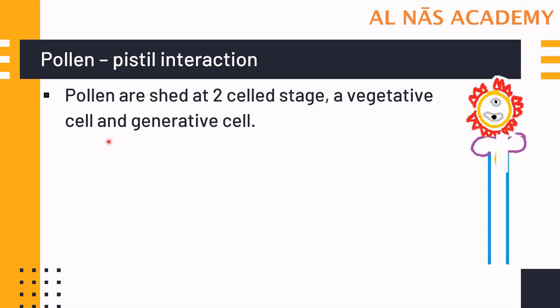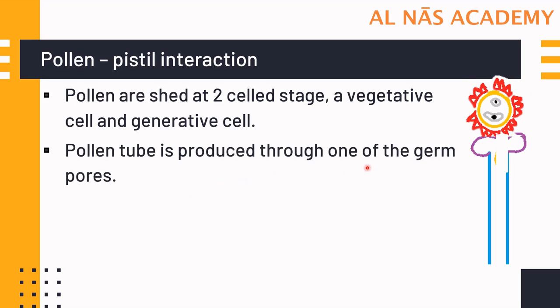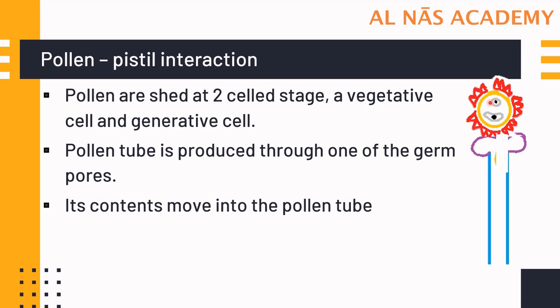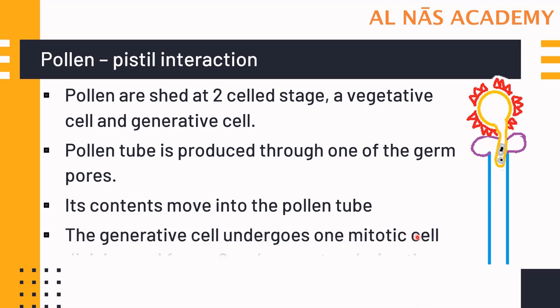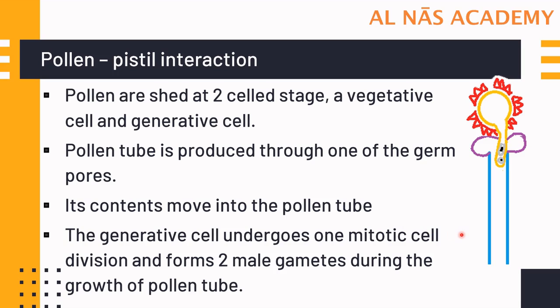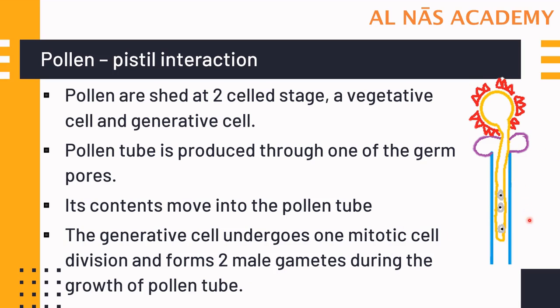We know that plants shed pollen grains at the two-cell stage. Two-cell stage means a vegetative cell and a generative cell. So mostly the pollen grains are shed at the two-cell stage. The bigger one is the vegetative cell and the smaller one is the generative cell. And after a compatible pollination, when the right type of pollen is deposited onto the stigma, the pollen tube is produced through the germ pores, and the content of the pollen moves into the pollen tube, and over here the generative cell undergoes one mitotic cell division and forms two male gametes during the growth of the pollen tube.